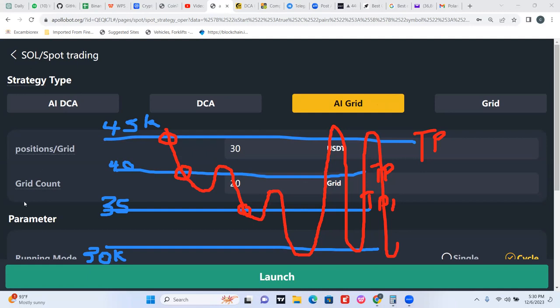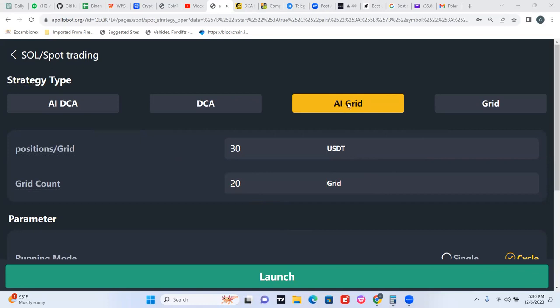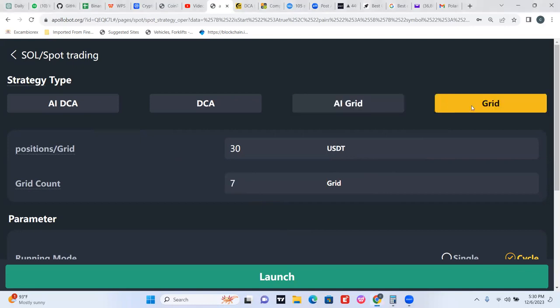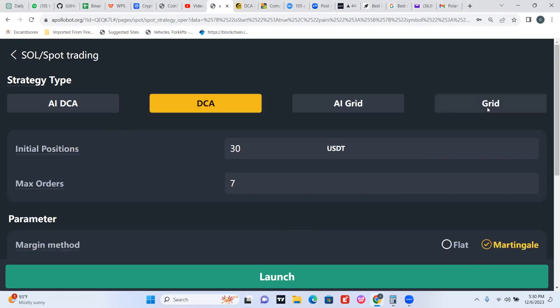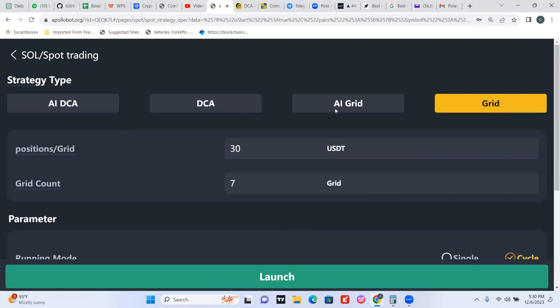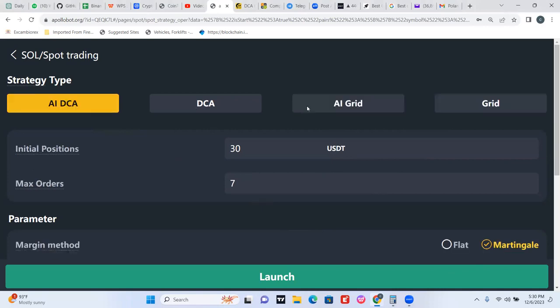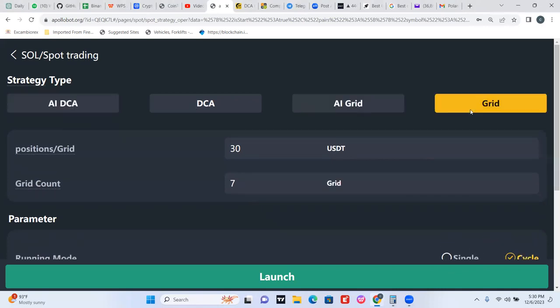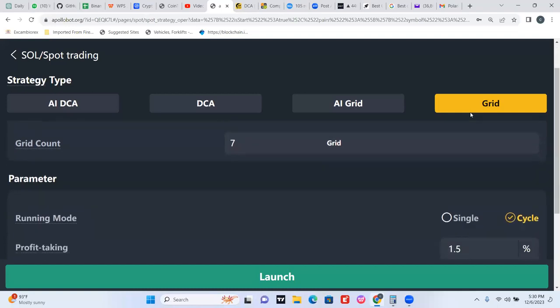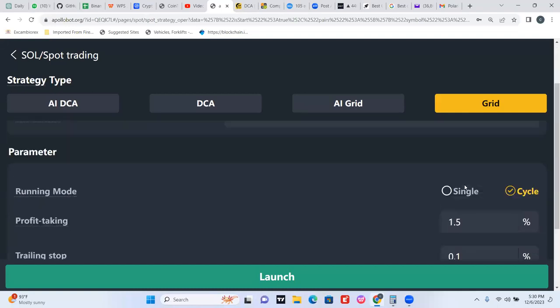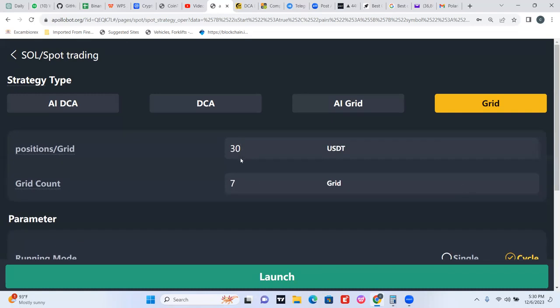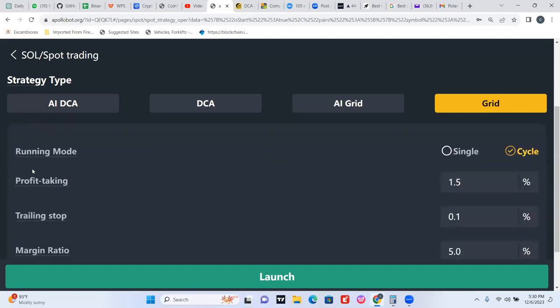The grid system, unlike the AI grid, is not fully controlled by the bot. The grid system is semi-automated. These two systems, the DCA and the grid, are both semi-automated, while the AI grid and the AI DCA are fully automated. In the grid system, it allows you to set up the different profits you want to take. You put up your $30 here. How many grid counts do you want? You want 20, you put your 20 here, you come to the running mode, you say you want cycle.